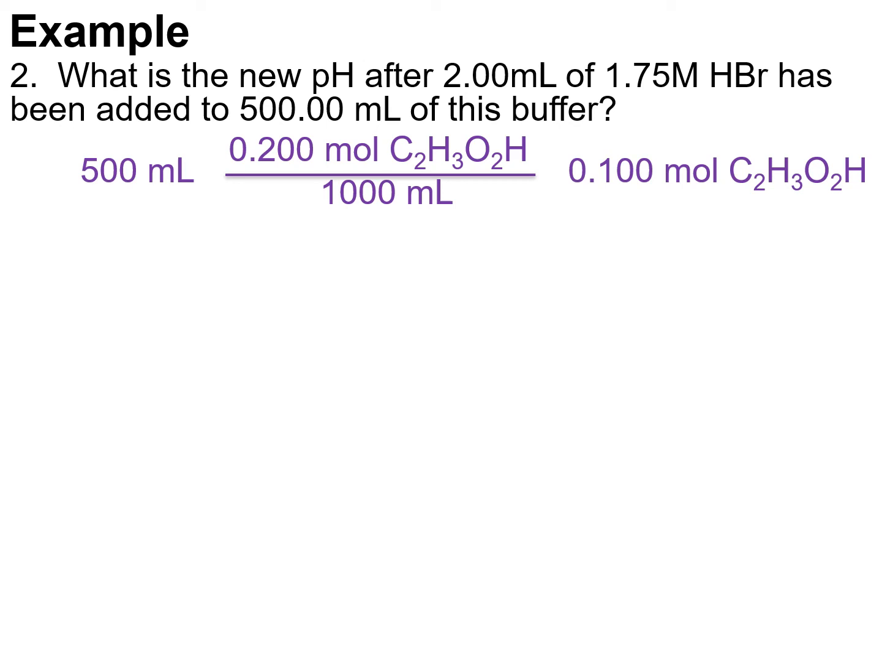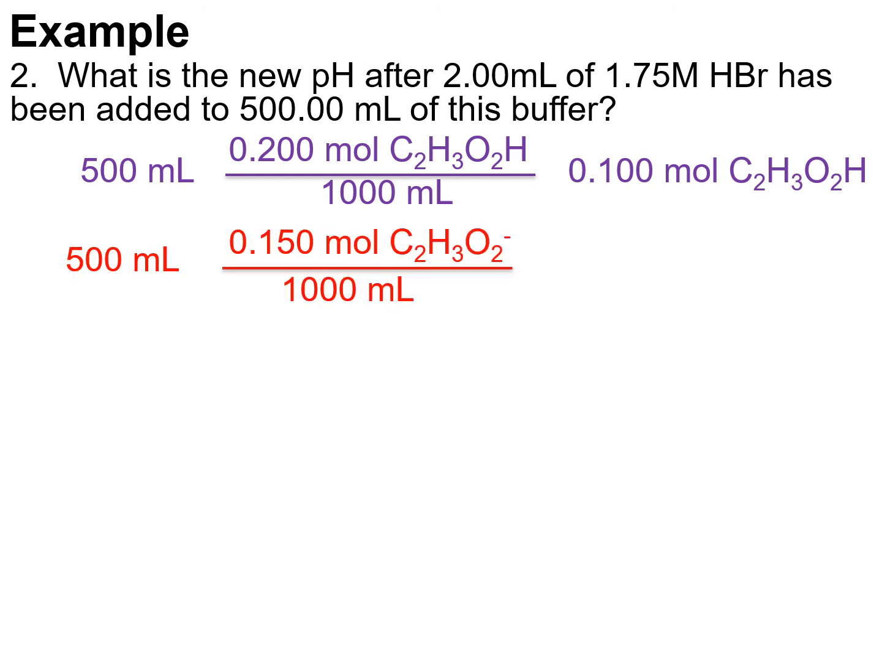So I'll start by turning my volume of solution with the molarity from the previous part of the question into how many moles of my acid I have. I can do the same thing with my moles of my conjugate base. And again, these are the amounts of moles present in the solution at the beginning. We didn't need these numbers in the last example, but now that we're adding acid, we do.